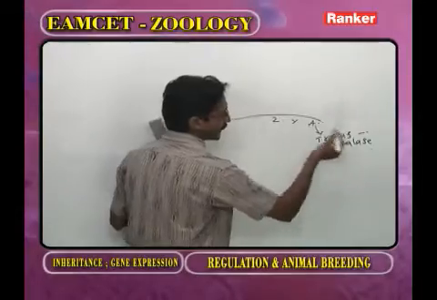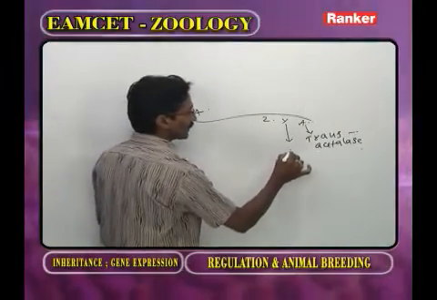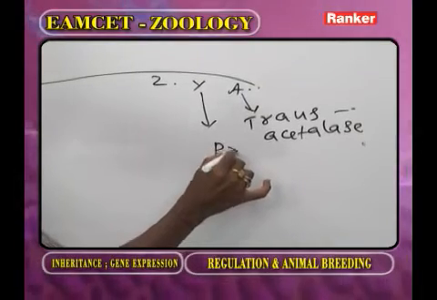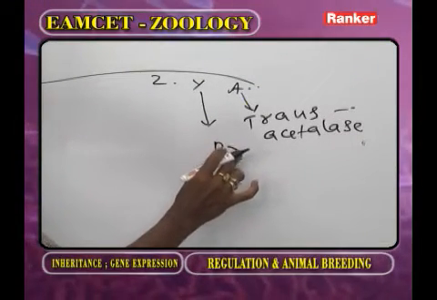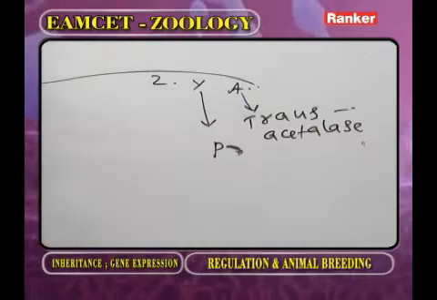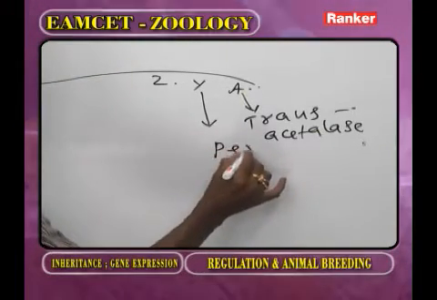Transacetylase. Its function is not known till now. Why? This gene gives rise to permease. This gene gives rise to an enzyme called permease.